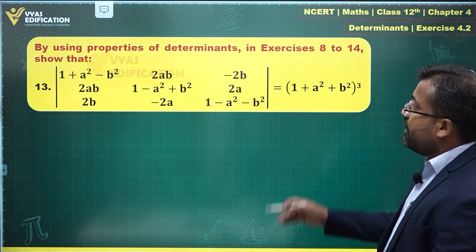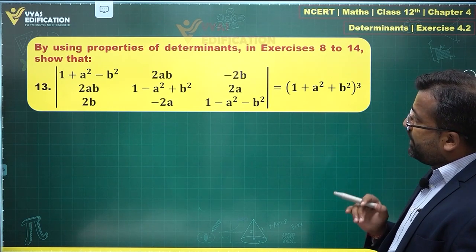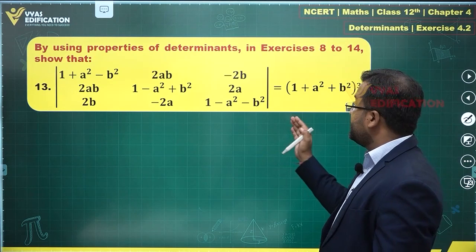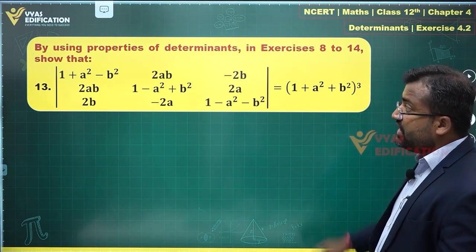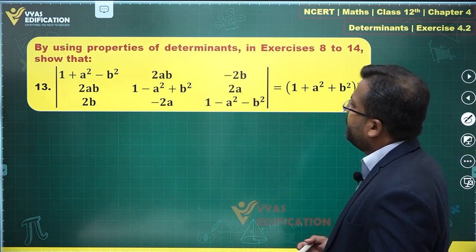13th says 1 plus a square minus b square, then you have a 2ab minus b. You have a 2ab, 1 minus a square minus plus b square, 2a, 2b minus 2a, 1 minus a square minus b square, and then this is another thing that you have over here. What can we do over here? Let's take a look at this.